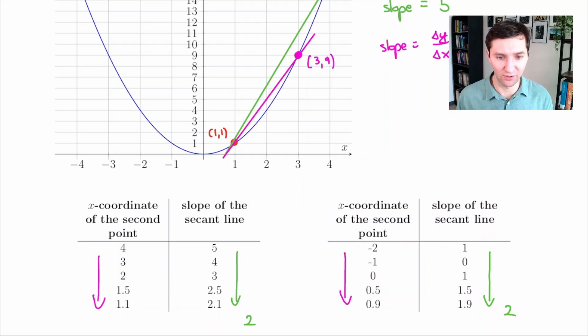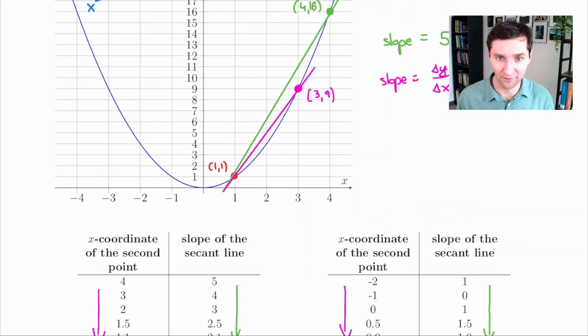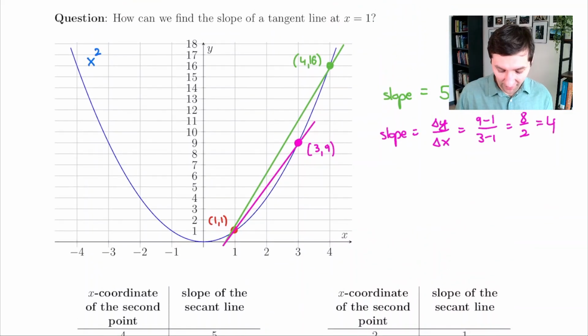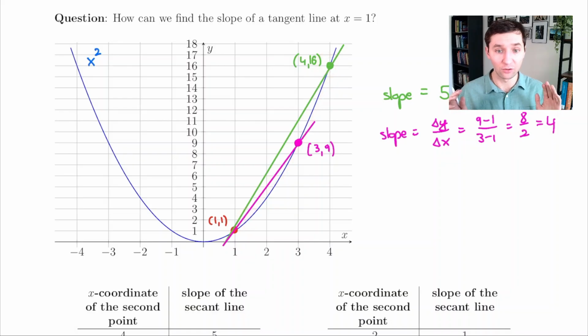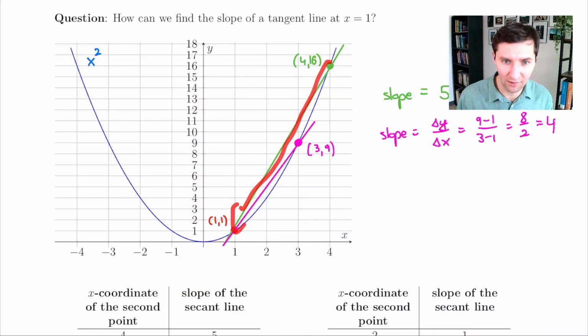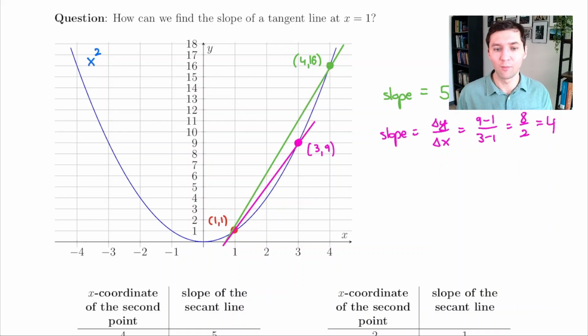Before we formalize this process, I have one more comment to make. Note that I could not move the second point all the way to the first, because if I did, the 2 points would merge into 1, and I need 2 points to compute the slope. However, even though I'm not allowed to move the second point all the way to the first, I can move it as close to the first point as I wish and obtain better and better approximations of the slope of the tangent line.